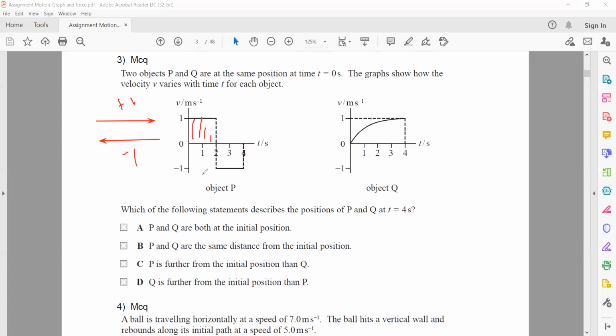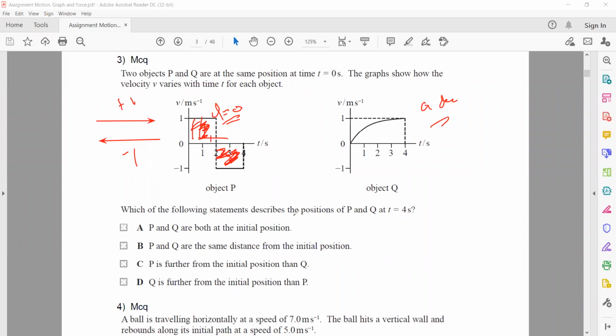So what happened for object P? First it moved towards one direction and then it returned back in the opposite direction. So the area under the graph for moving towards right or left is the same, so it means the overall displacement of this object will be 0. But what happened for object Q? As the slope is decreasing, its acceleration is decreasing.